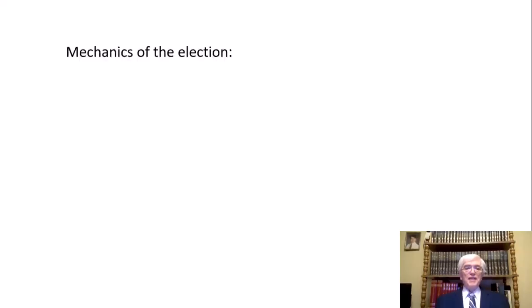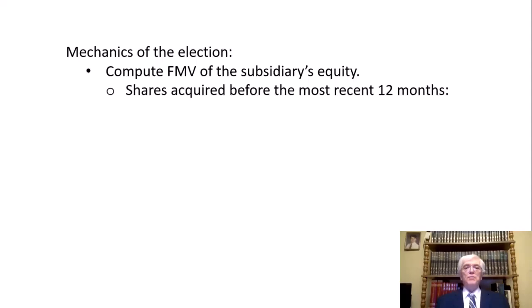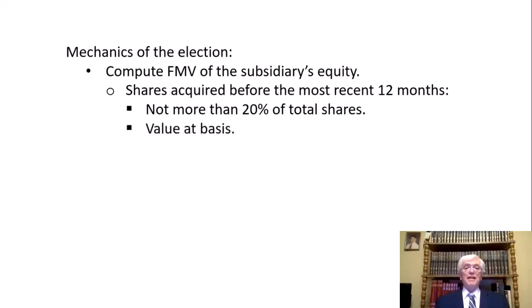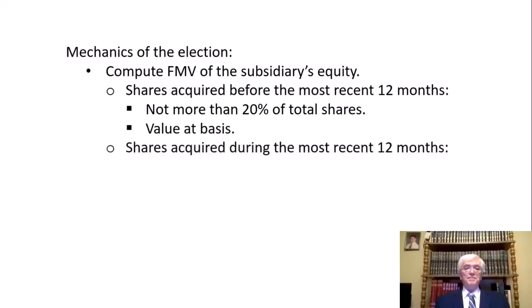Now, how are we going to do this election? What are the specific mechanics of the election? First, compute the fair market value of the subsidiary's equity. That's usually fairly easy. The shares acquired before the most recent 12 months. So I said, well, you bought 10% back in 1998. Those cannot be, of course, more than 20% of the total shares because you have to buy 80% or more within the 12-month period. Those value at whatever you paid for them when you bought them.